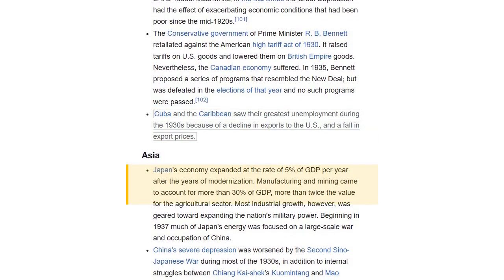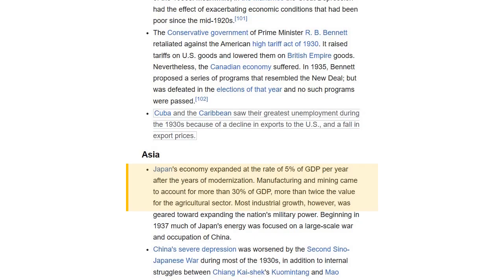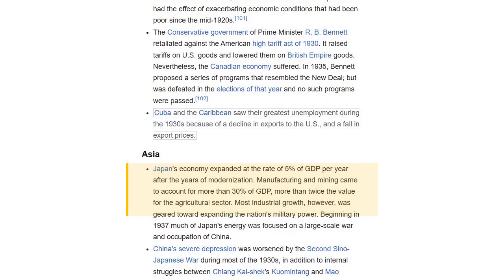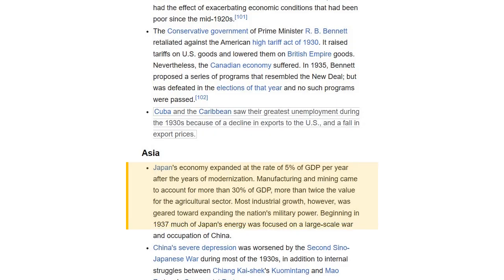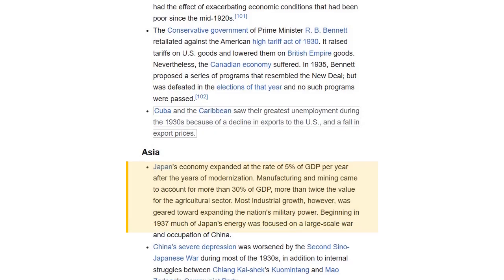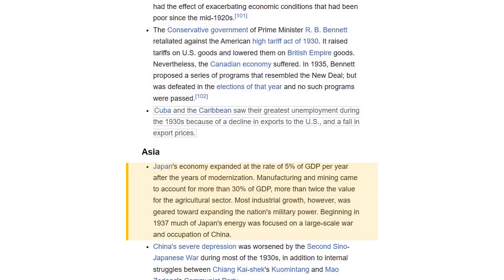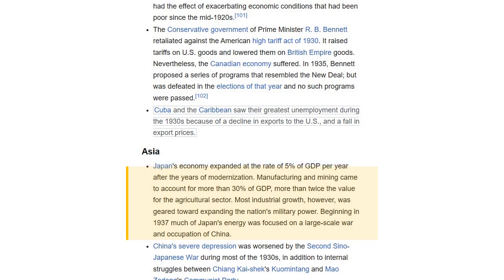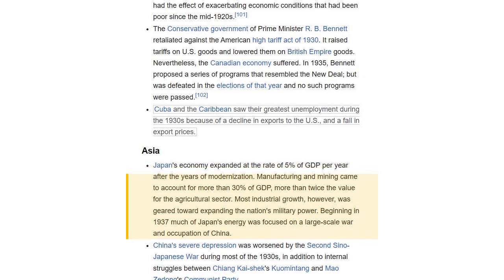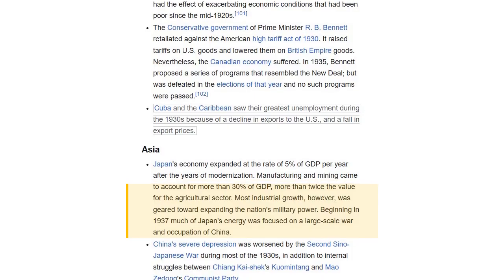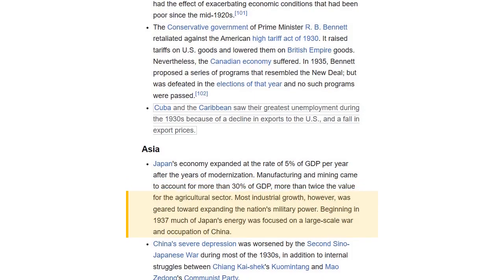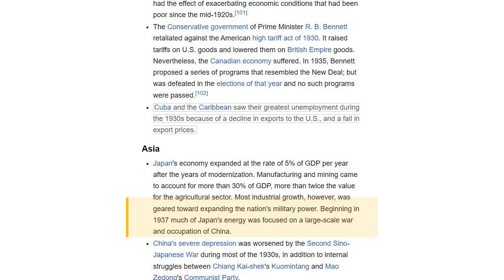Asia. Japan's economy expanded at the rate of 5% of GDP per year after the years of modernization. Manufacturing and mining came to account for more than 30% of GDP, more than twice the value for the agricultural sector. Most industrial growth, however, was geared toward expanding the nation's military power. Beginning in 1937, much of Japan's energy was focused on a large-scale war and occupation of China.